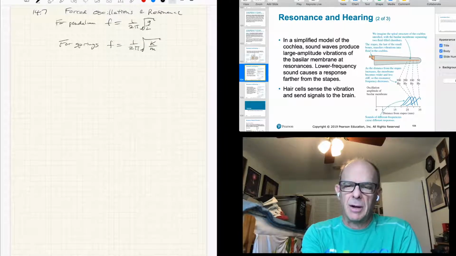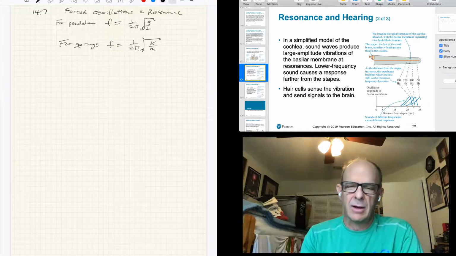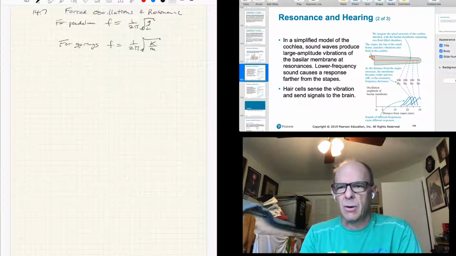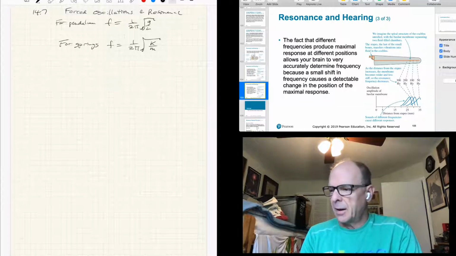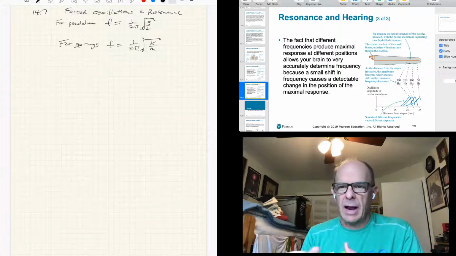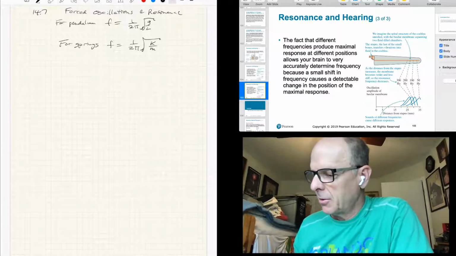And depending on which one has the biggest amplitude, the nerves at that location send a signal to the brain that says, ah, that sounds like a middle C or a low note or a high note to me. So that resonant aspect is what enables us to distinguish high notes from low notes.